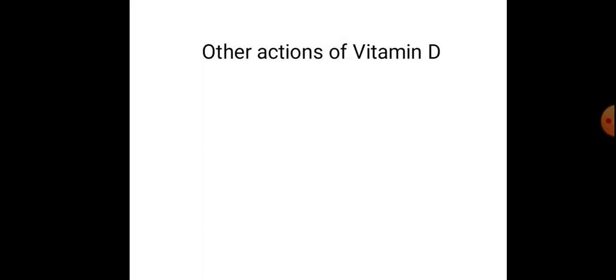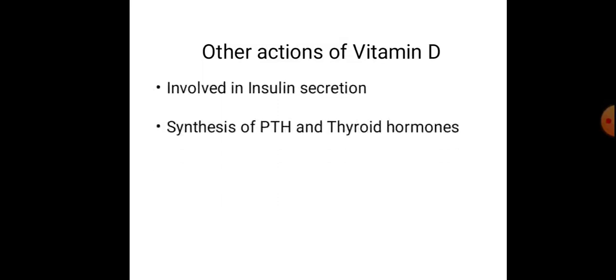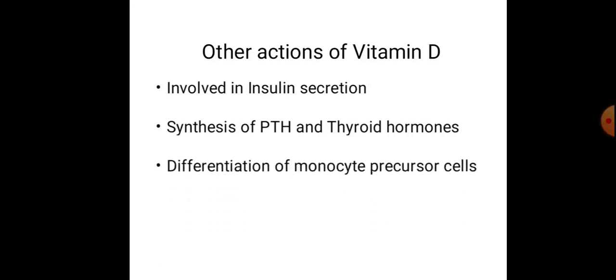Apart from this, vitamin D also has some other actions. So what are the other actions of vitamin D? It is involved in insulin secretion, synthesis of parathyroid hormone and thyroid hormone, differentiation of monocyte precursor cells, and modulation of cell proliferation.